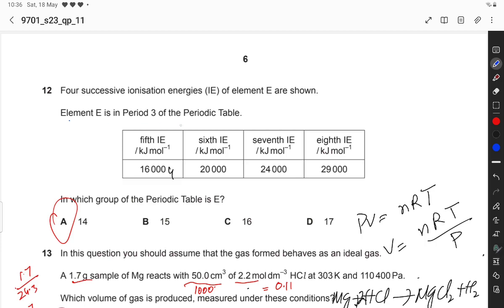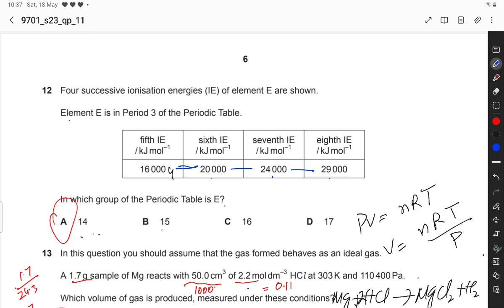Element E is in period 3 of the periodic table. The fifth ionization energy is 16,000, this is 20,000, this is 24,000, this is 29,000. So there is no big jump, there is also no big jump, there is also no big jump. In which group of the periodic table is E? There are 4 electrons removed, and there is no big jump between these 4 ionization energies, so that's why it might be present in group 14.